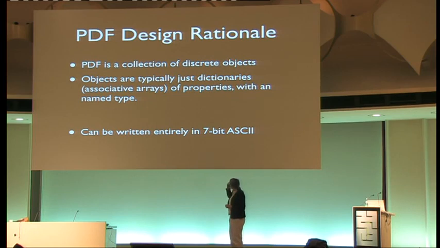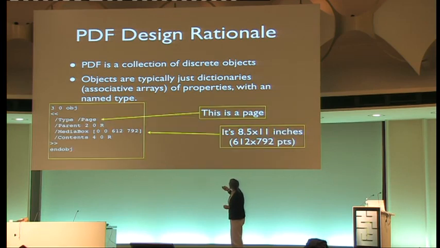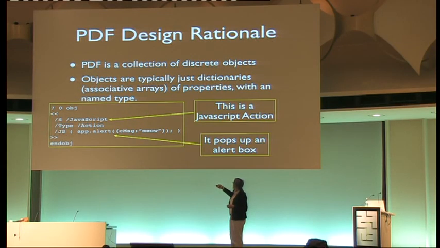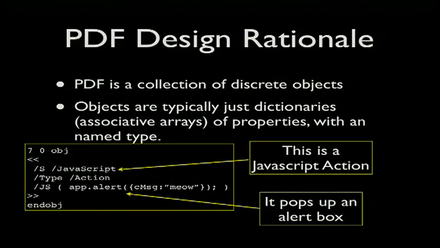So what PDF is, basically, is just a bunch of objects connected together in a kind of a tree. It looks kind of like this. It's all basically 7-bit ASCII, although it's 8-bit clean. This is an object, it says it's a page, and it's this big. This is an action, it's a JavaScript action, like it says, and that's the JavaScript that gets run. So it's actually pretty easy to read.